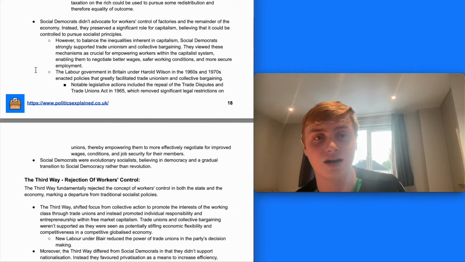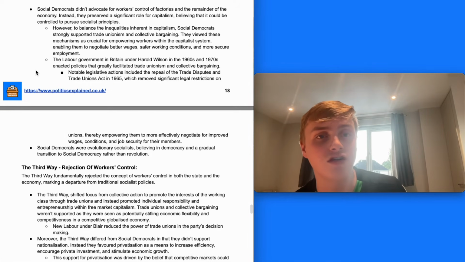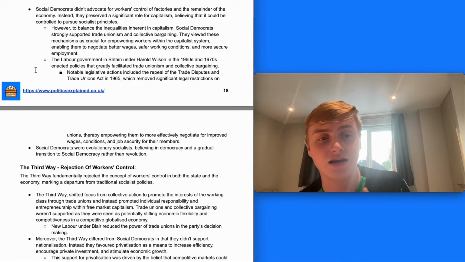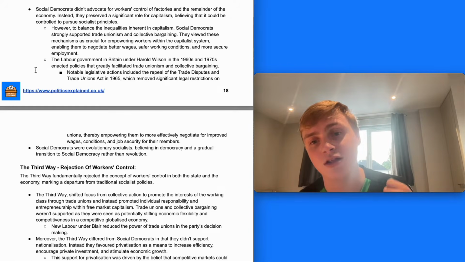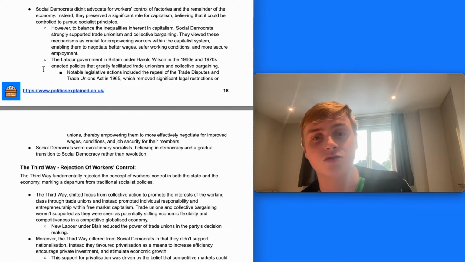But to balance the inequalities inherent in capitalism, they strongly supported trade unionism and collective bargaining to empower workers within the capitalist system, enabling them to negotiate for better wages, safer working conditions, and more secure employment.